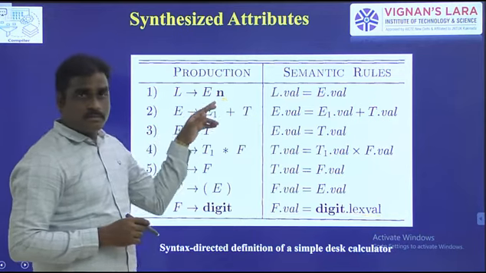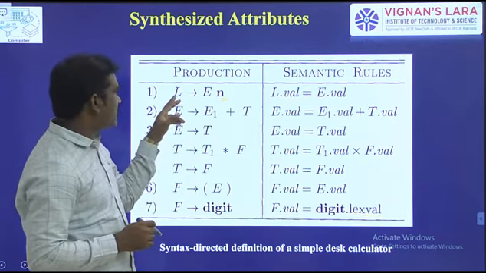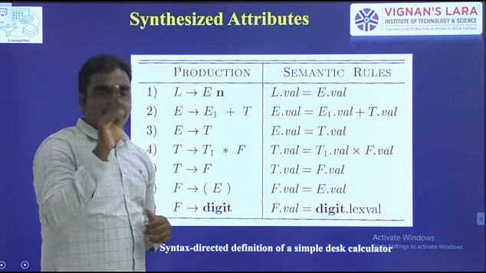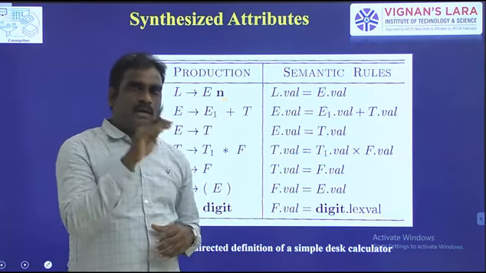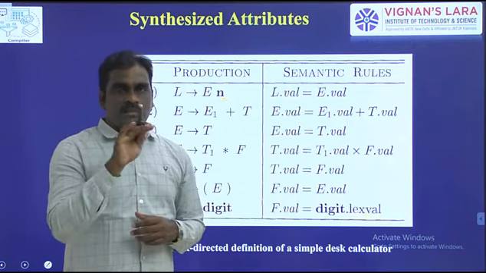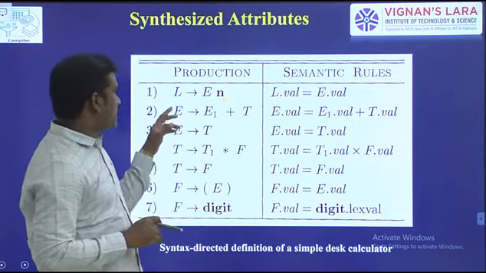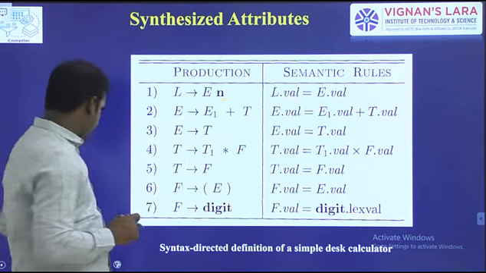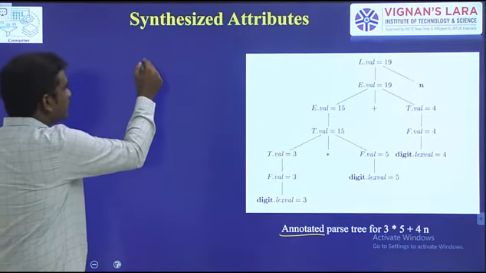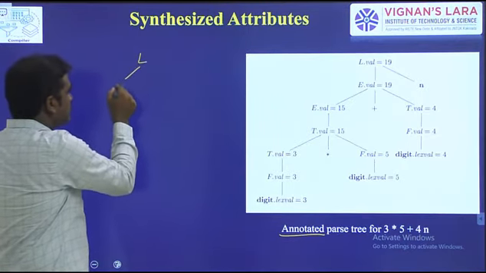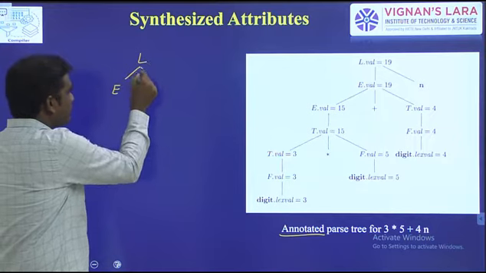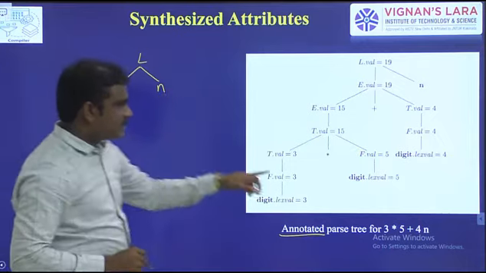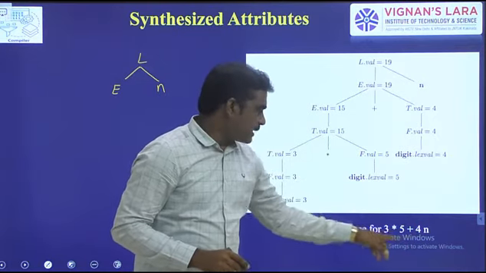So this is the first production. What is the starting symbol? L. So L to E, N. All of you know that each symbol represents one node, whether it is a terminal or non-terminal, whatever it is. So first we start with the starting symbol of the grammar, that is L. So L to E, N. So N is over. What about the remaining part?